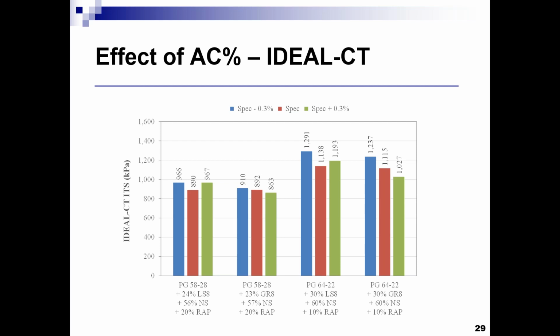Laboratory test results. So this slide shows the effect of the asphalt binder content on the indirect tensile strength of the asphalt mixtures using the IDLCT test. You can see in here that when we use 58-28 asphalt binder, your strength is going to be slightly lower than when we use a PG 64-22.